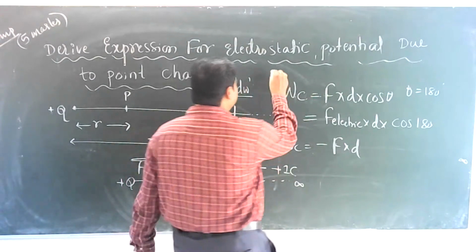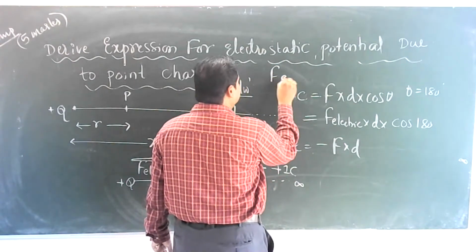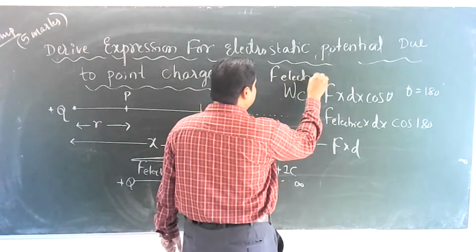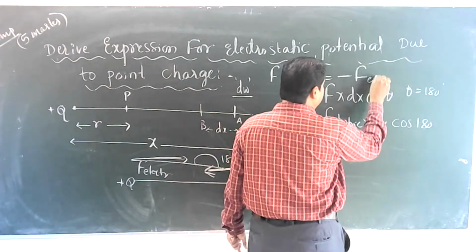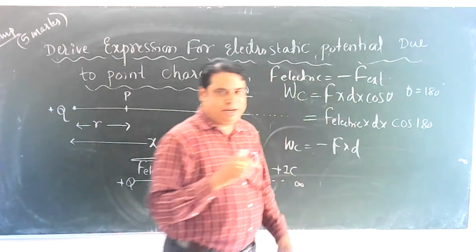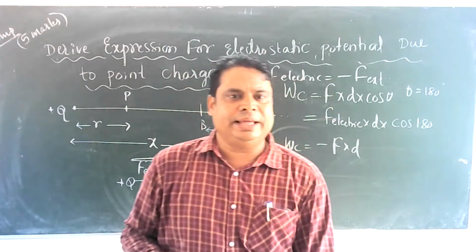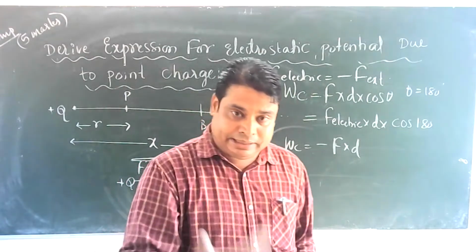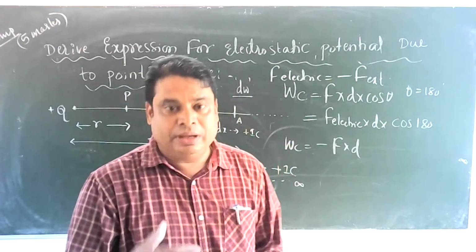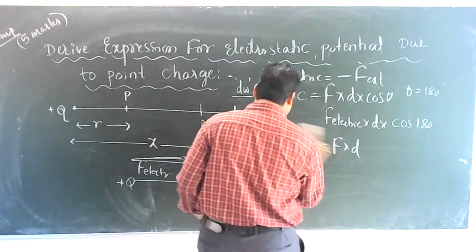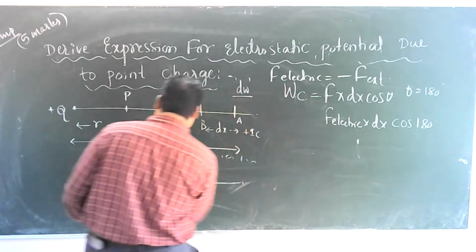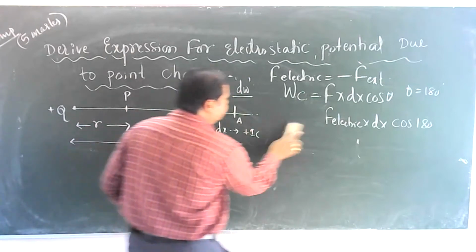That's why, now you know, F electric is equal to minus of F external. This relation holds. The electric force is opposite to the external force. Okay, you should know this. It is very important.